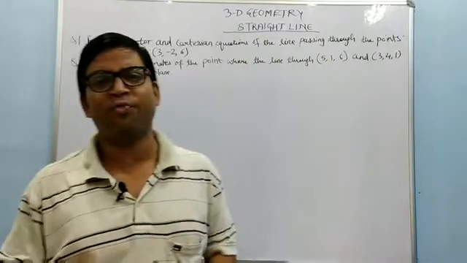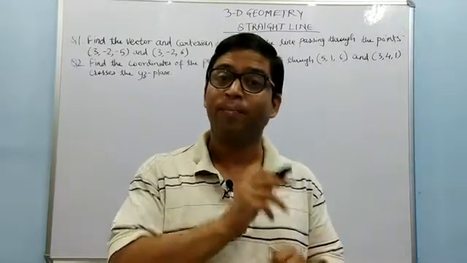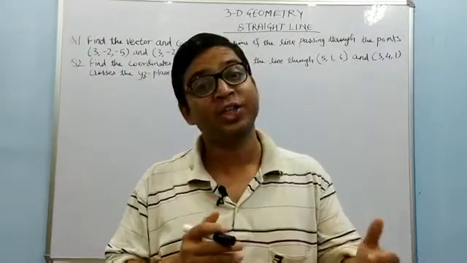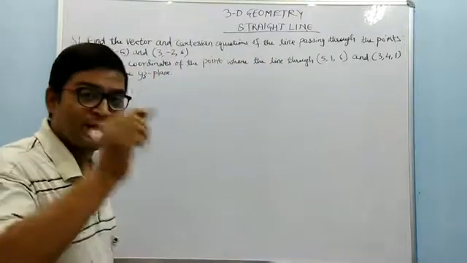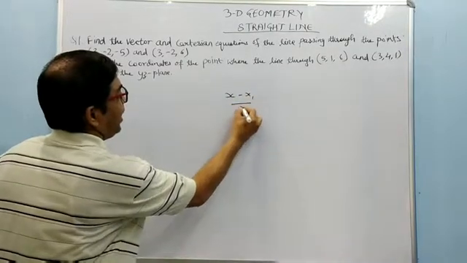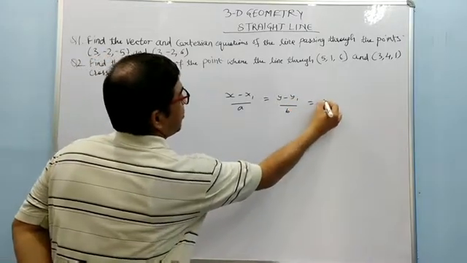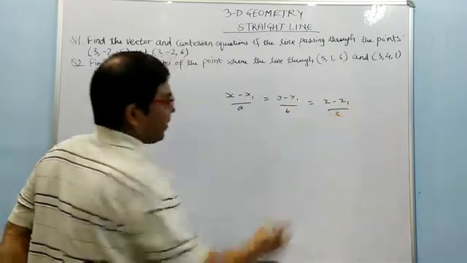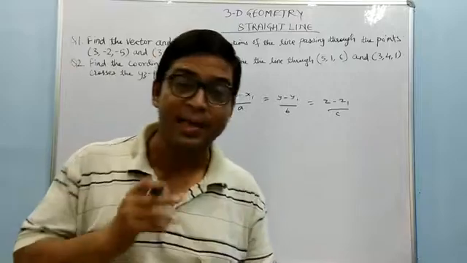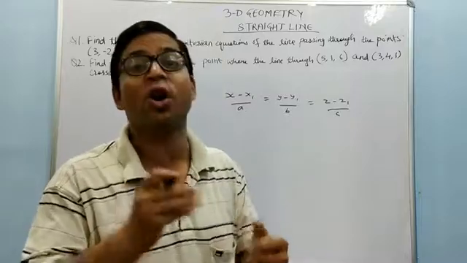What was a very important form in 2D geometry was the one point slope form. Here the same thing is very important, the one point direction ratio form. So the first form we will see here is (x minus x1) by a is equal to (y minus y1) by b is equal to (z minus z1) by c. Here x1, y1, z1 is a point through which the line is passing, and a, b, c are the direction ratios of the line.